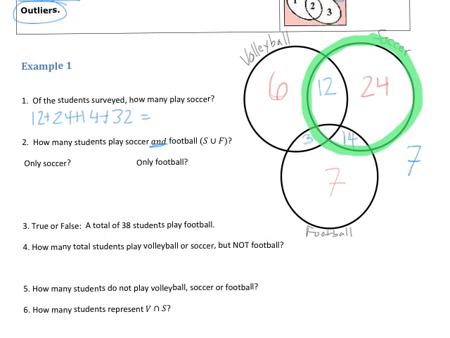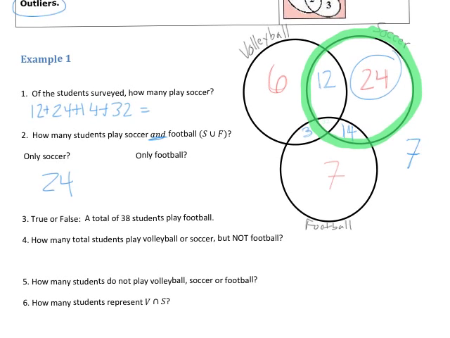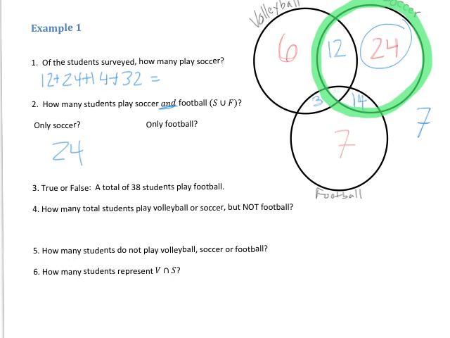Only soccer, that would be the people that only play soccer. They don't play any other sport. So that would just be this 24. And only football, well, why don't you try to see? Is there a number that's only football? And these other ones right here, 3, true or false, a total of 38 students play football. Well, that's what you would do. You would look and say, okay, well, in the football, is this a total of 38 people? So you would look at all of this. We'll talk about that tomorrow.